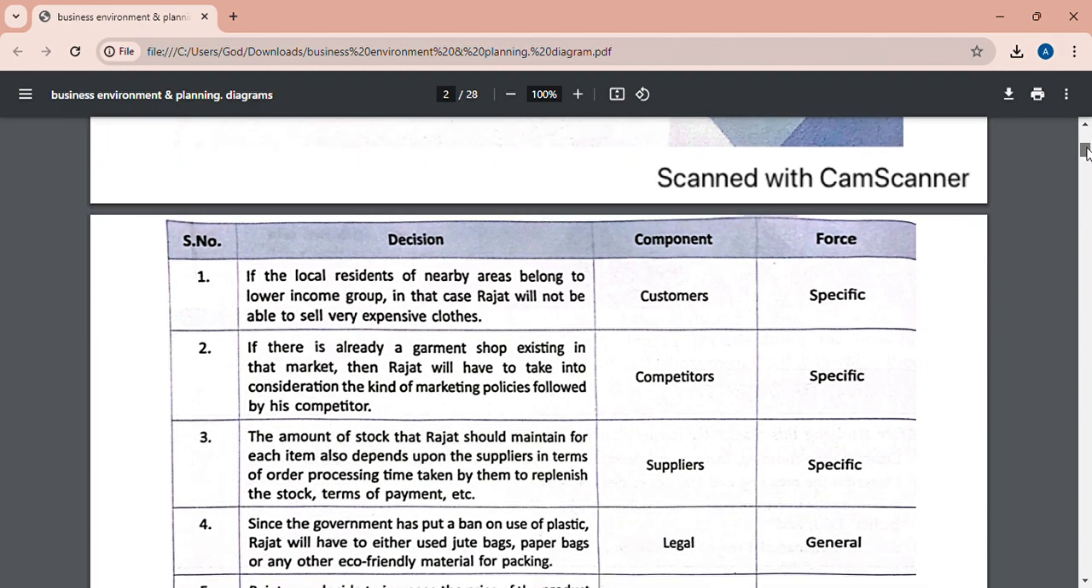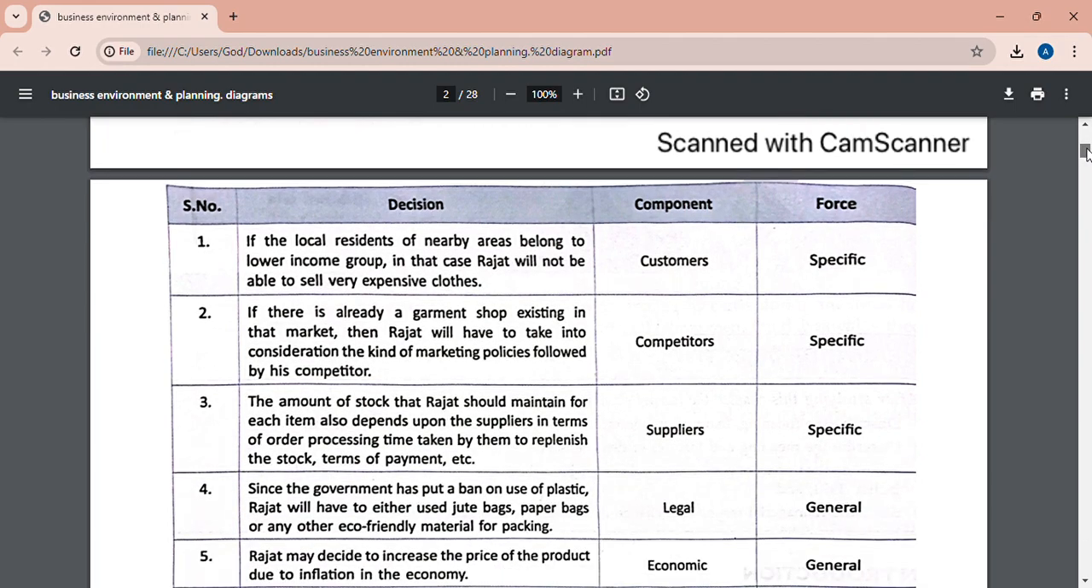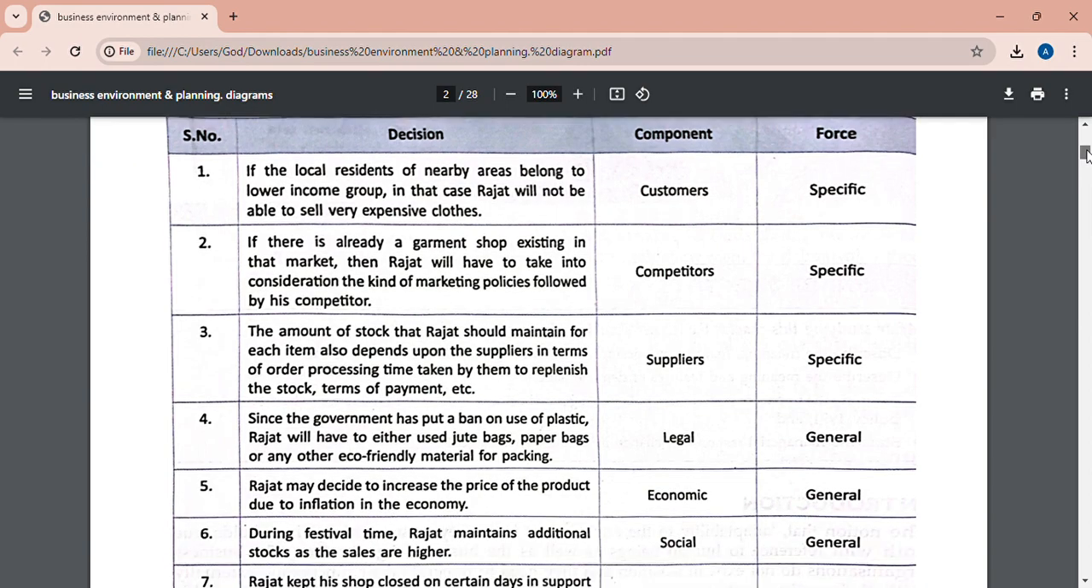Now, I'll give you some examples. If the local residents of the nearby area belong to the lower income group, in that case, Rajat will not be able to sell very expensive goods. So if you see, the component here is about customers and it is a very specific force. Same way when it talks about the government things. When you talk about competitors, customers and suppliers, they are specific factors. And when you talk about legal, political, social, economic, then they are general factors.